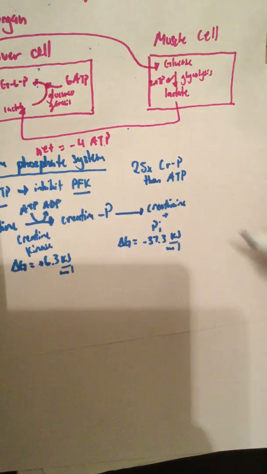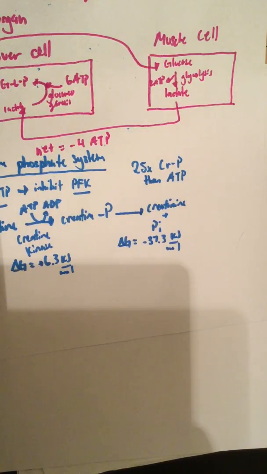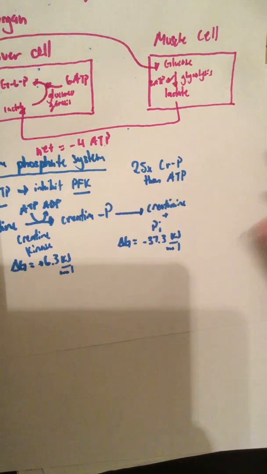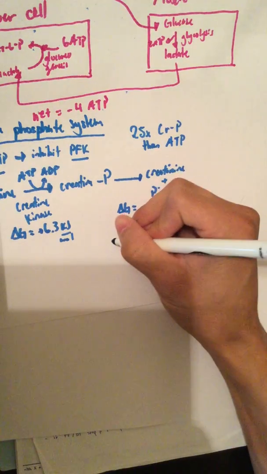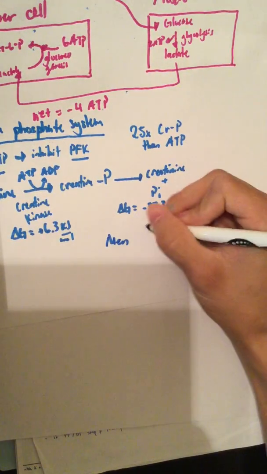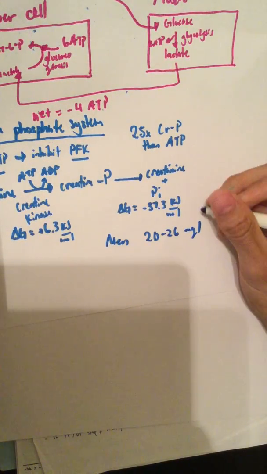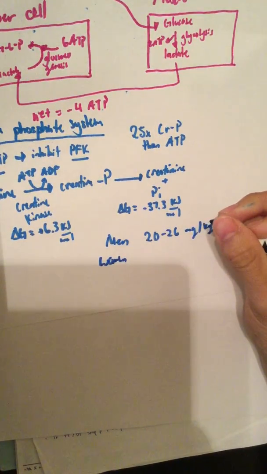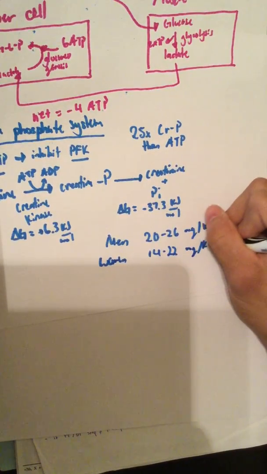If we have an abnormal level of creatinine, we can think, whoa, either our kidneys are working in overdrive, or we have a lot of skeletal muscle that's using a lot of creatine phosphate in order to create creatinine. Normal levels of creatinine for men, we're going to say, are 20 to 26 milligrams per kilogram, and for women, 14 to 22 milligrams per kilogram.